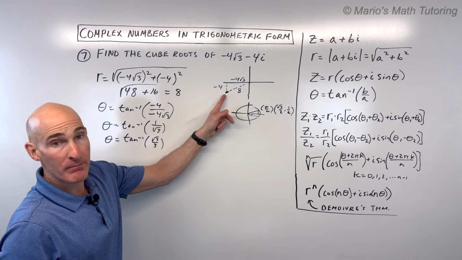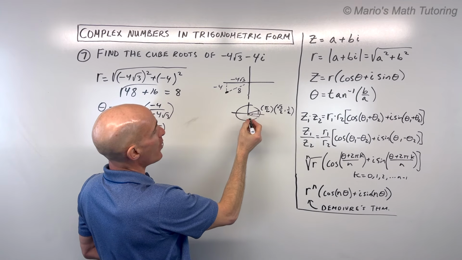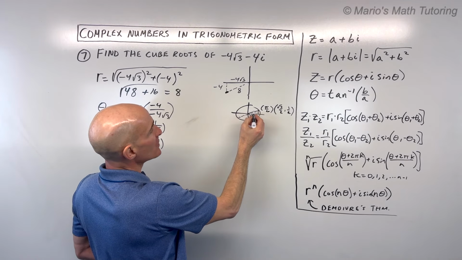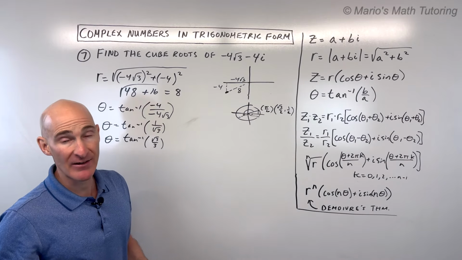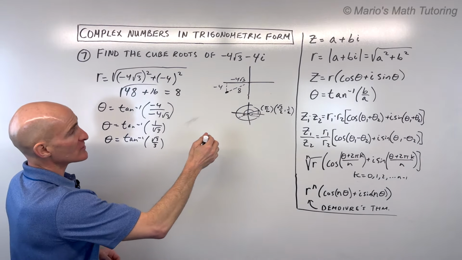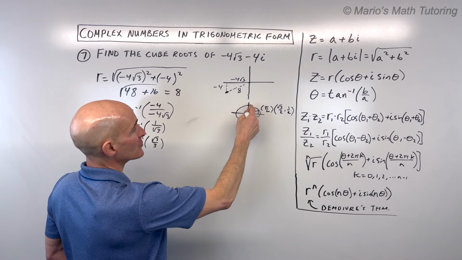But notice that our point here in the complex plane is over here in the third quadrant, okay, which means we're going to have to add pi. This angle is actually going to be not pi over 6, but 7 pi over 6. So again, you know, tangent inverse, it's always going to give you an angle on that restricted domain from negative pi over 2 to positive pi over 2.